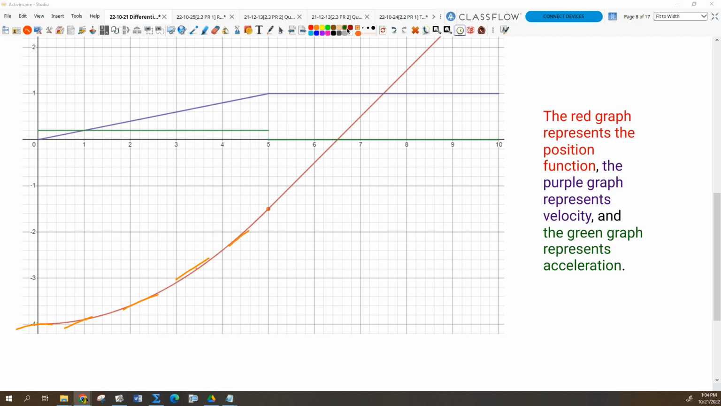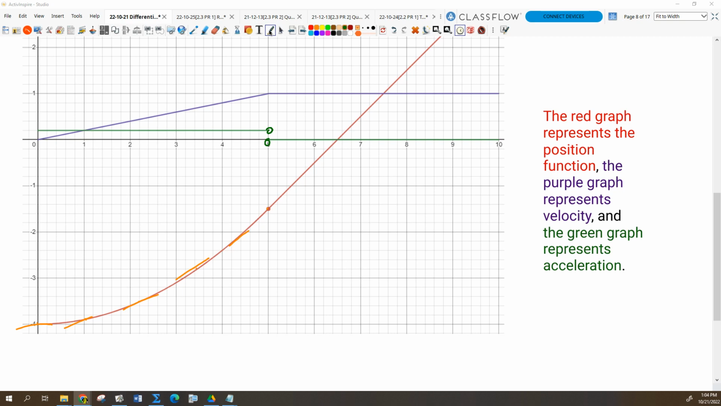Now the acceleration graph. To be totally correct, you really need to have open endpoints there. How come, Max? Because it's undefined, right? Because you have a sharp corner and derivatives are undefined at sharp corners. And so I need to omit that value from the domain of the acceleration function. Acceleration is undefined at 5, okay?